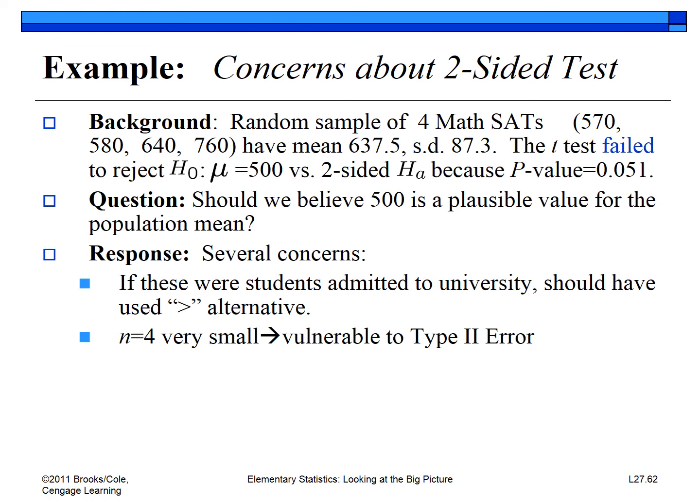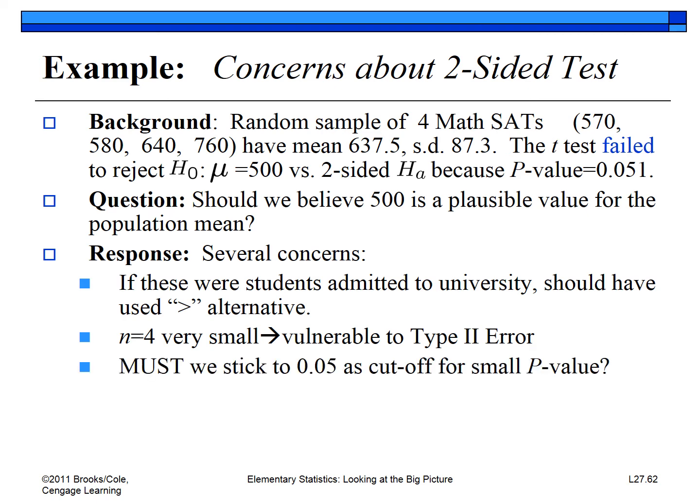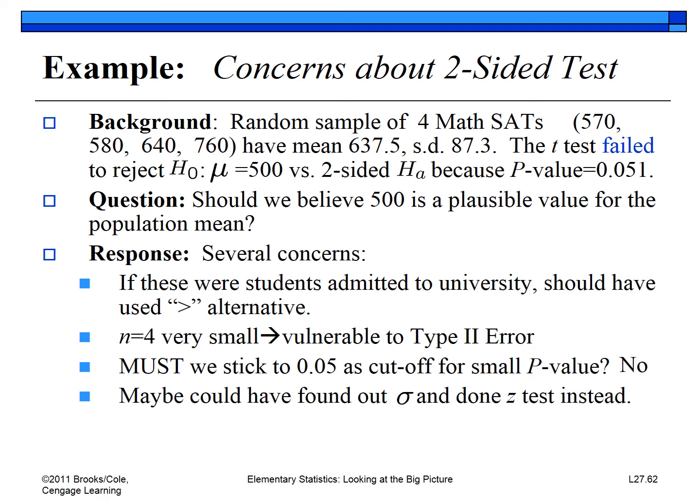Because 4 is a very small sample size, we have to worry about a type 2 error. That's a false negative. Is it important that we stick to 0.05 as our cutoff value? No. It's possible, since we're talking about math SATs, we can find the population standard deviation and perform the z-test.